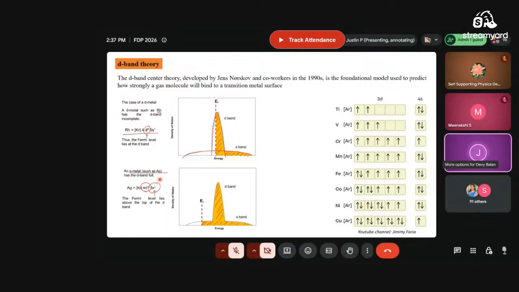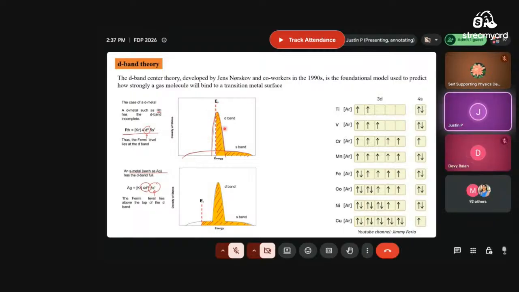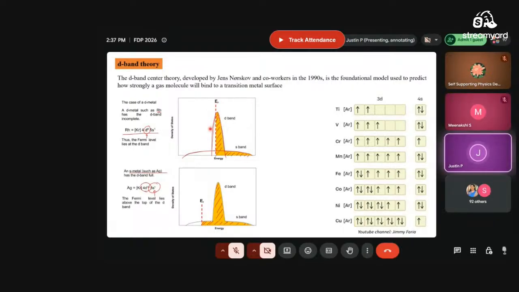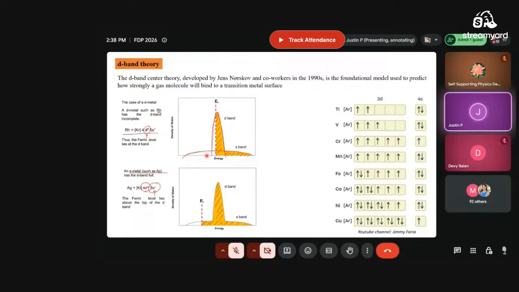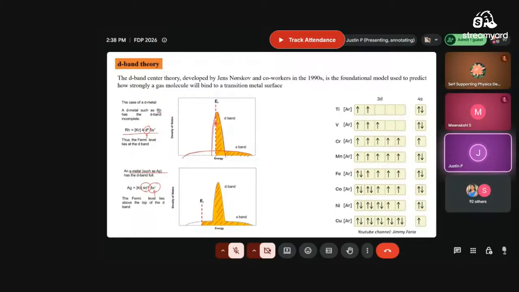For example, let us say in the case of rhodium, which is a high performing material, right? So this is the D band, and near the middle of the D band, the EF, the Fermi level is there. Which means below the Fermi level, we know the electrons will be filled. Above the Fermi level, the probability is less than 0.5. So most of the electrons will be empty.